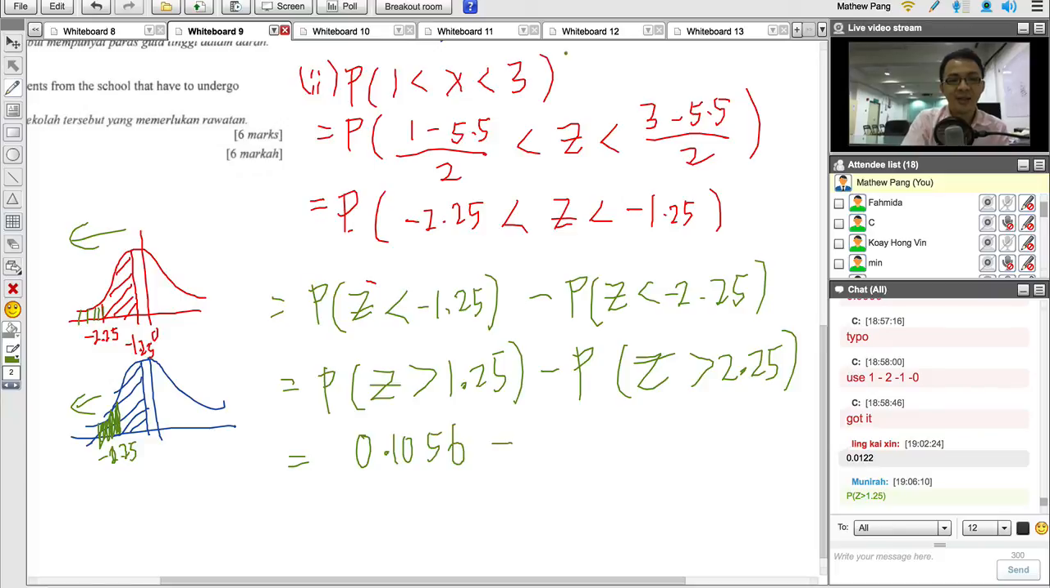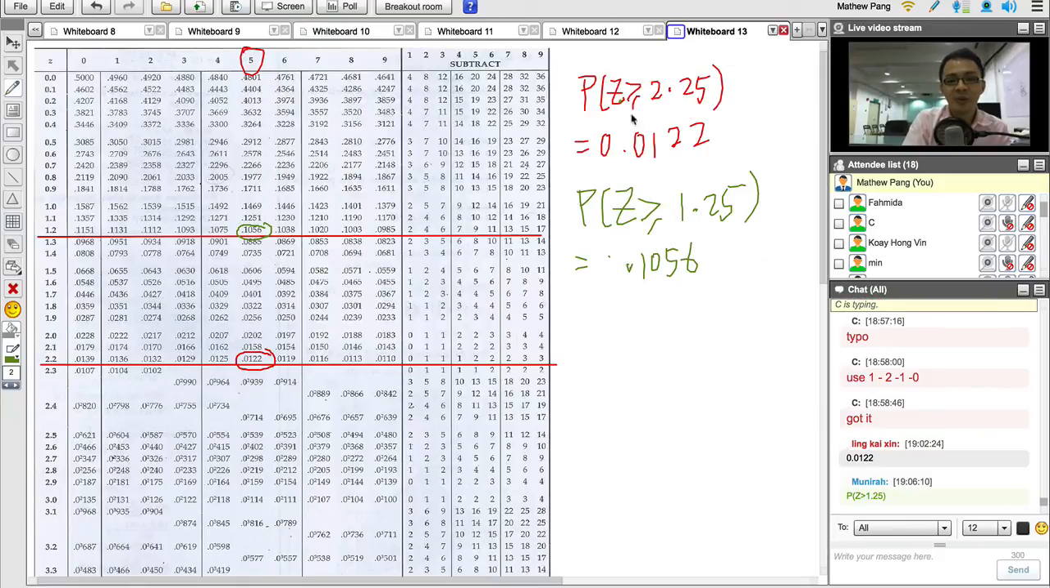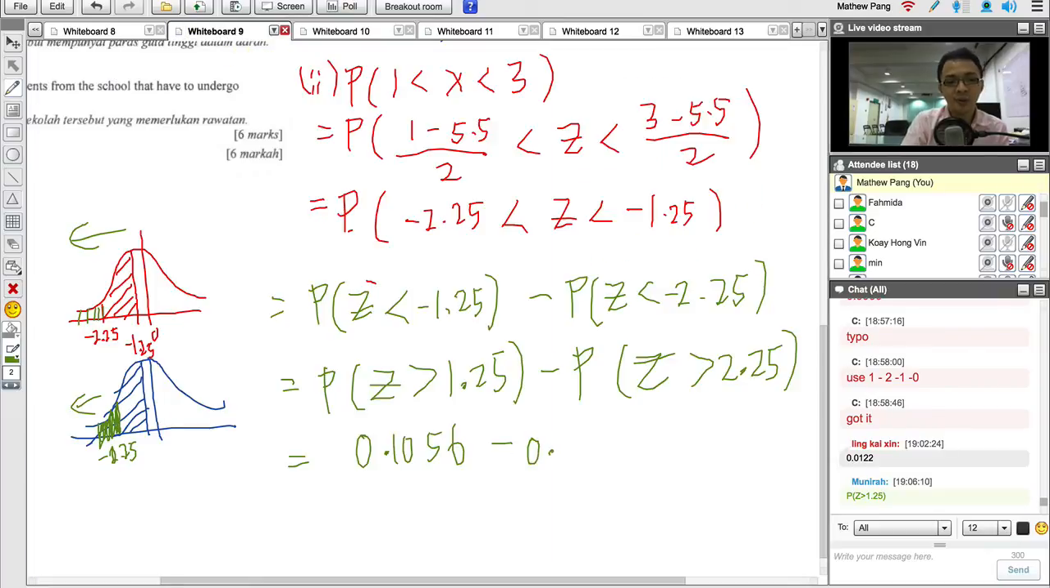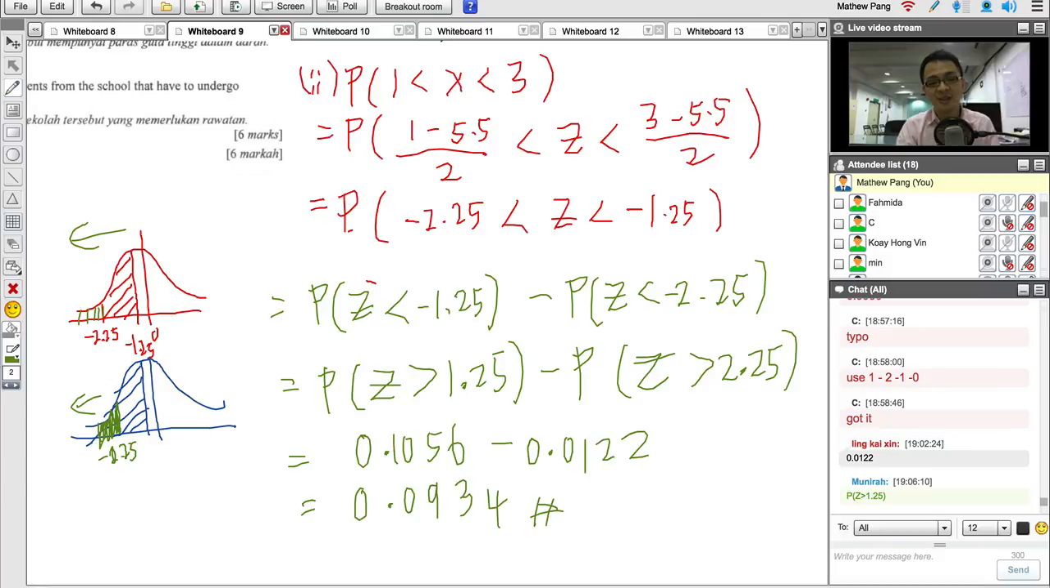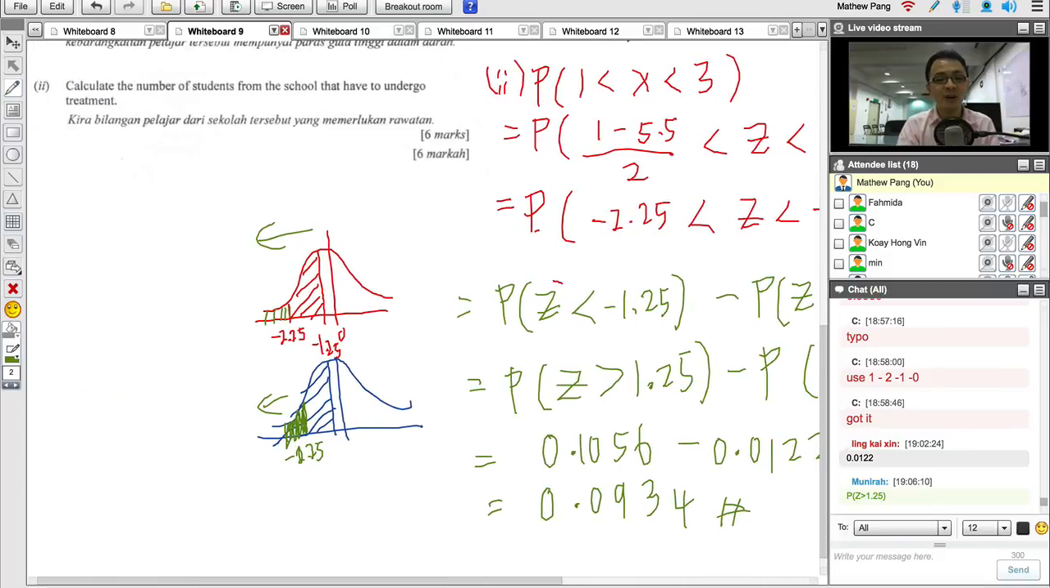0.1056, and then minus the other one, which is 0.0122. Alright, then I can get the answer easily. 0.1056 minus 0.0122, my answer is 0.0934. So this is the total probability they are looking for.